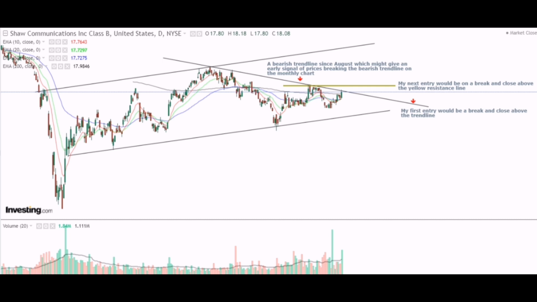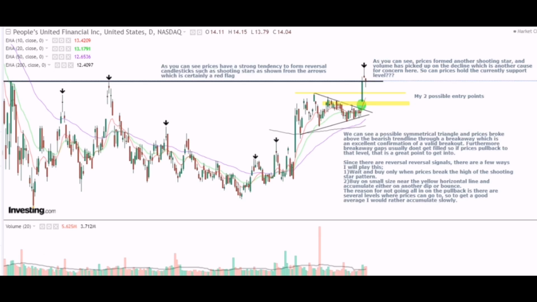Next, let's look at an interesting daily chart from People's United Financial. This is a good example of looking for possible occurrences in the price action. As you can see, People's United have a strong tendency to form shooting star candlesticks after rallying, which can signal a possible reversal. And as you can see, prices after breaking above the symmetrical triangle, formed another shooting star pattern. However, the question here is, will it have a strong correction? As of now, it's difficult to say, since prices did close above prior daily resistance. Therefore, this is a good point to wait for confirmation, rather than getting in, assuming prices should now find support at the broken resistance level.